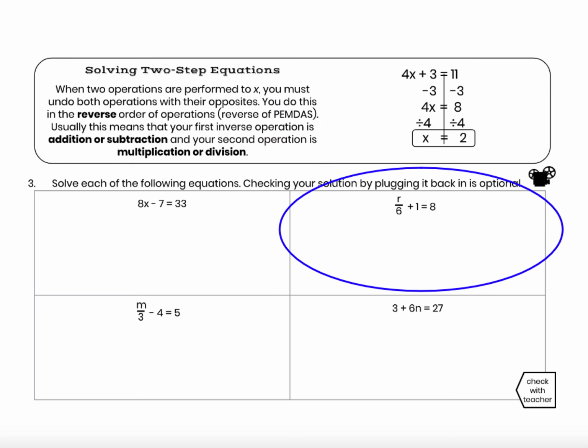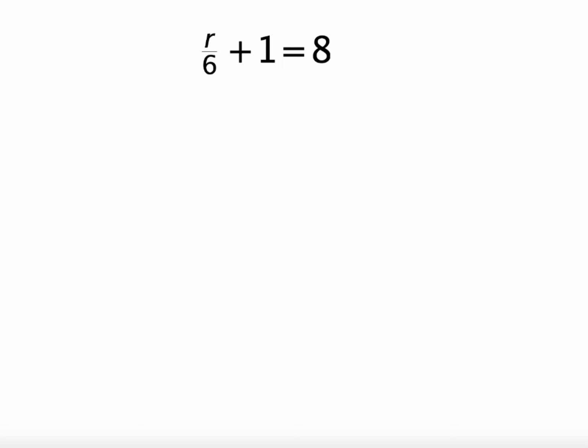Moving on to the second example on your page. R divided by 6 plus 1 equals 8. So our original operations, division and addition. My inverse operations will be the opposite of division, multiplication, the opposite of addition, subtraction. Thinking about which one to do first. Did you memorize it? Hopefully you have a good sense of this right now. We are going to be subtracting first, opposite of what we would do according to PEMDAS.